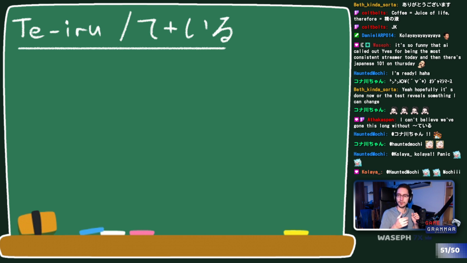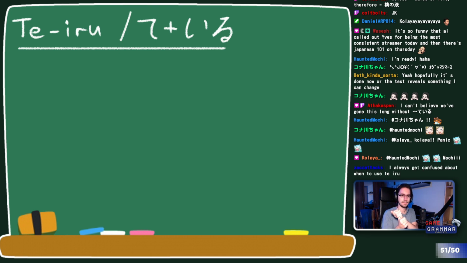Well, I think to really understand Te-Iru, you need to understand the Te form quite a bit. Like, why Te? How does it connect them? We've already talked about Te form, that it can link verbs together, and then it can link auxiliaries to verbs, which is exactly the case with Te-Iru.